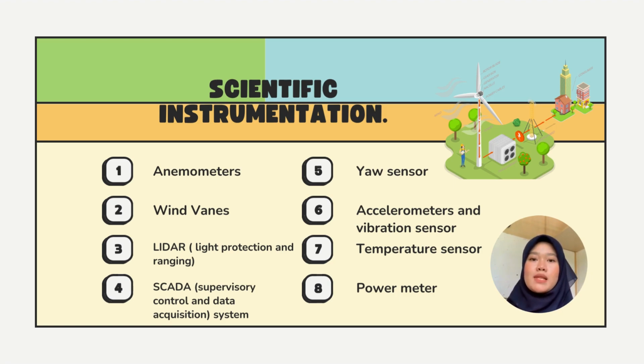Next is accelerometers and vibration sensor. Both of them detect imbalance or fault in turbine components, preventing damage and reducing downtime. The next item is the temperature sensor. The purpose of the temperature sensor is to measure the temperature of critical components like the generator or gearbox. And last but not least, power meters. A power meter will measure the electrical output of the turbine.